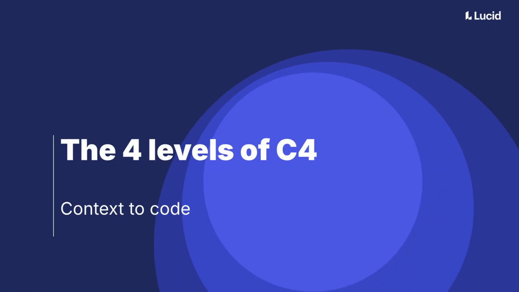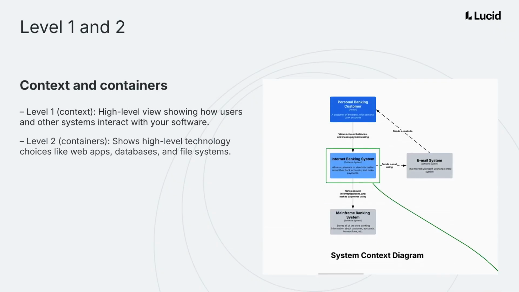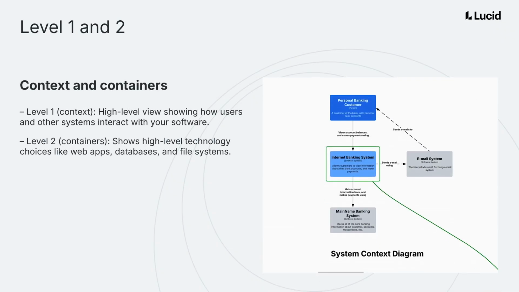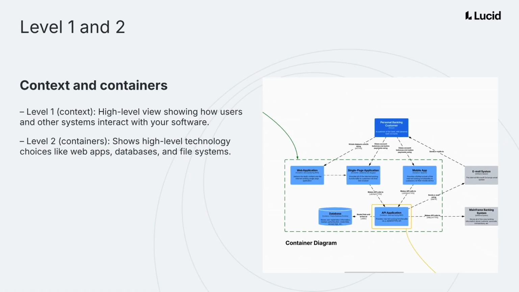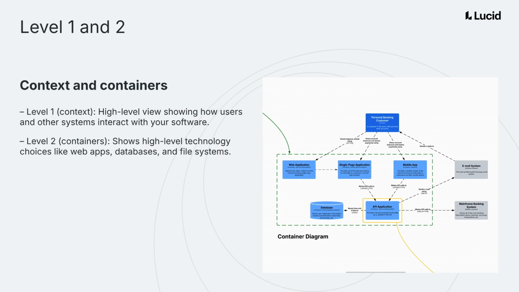To understand the architecture, we look at the 4 levels of C4: context, containers, components, and code. Let's break down each level and who they are for. Level 1 is the system context, showing how users interact with your system. Level 2 moves into containers, illustrating high-level shapes like web applications, databases, or mobile apps.